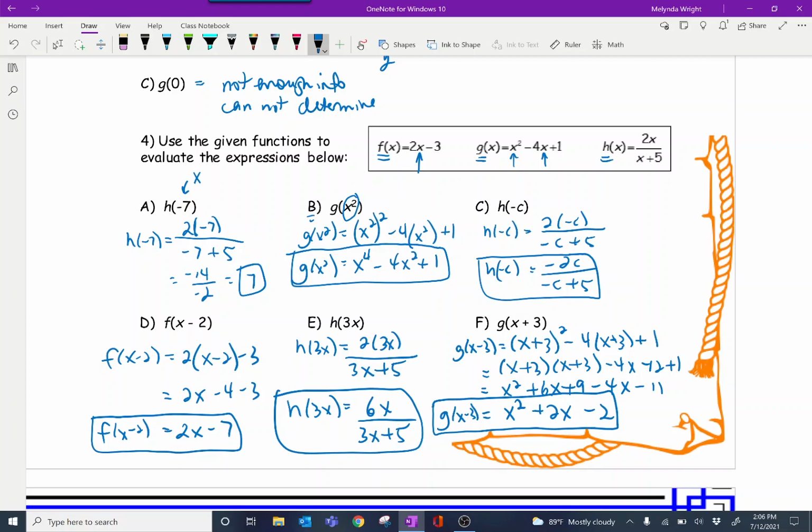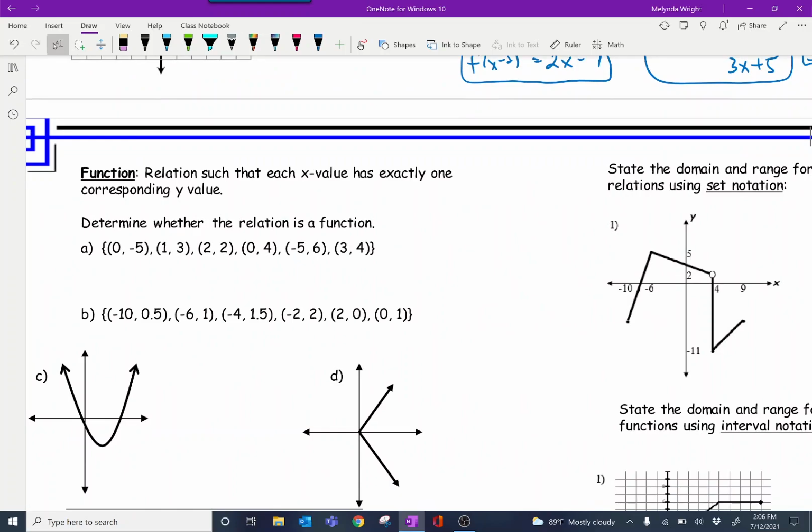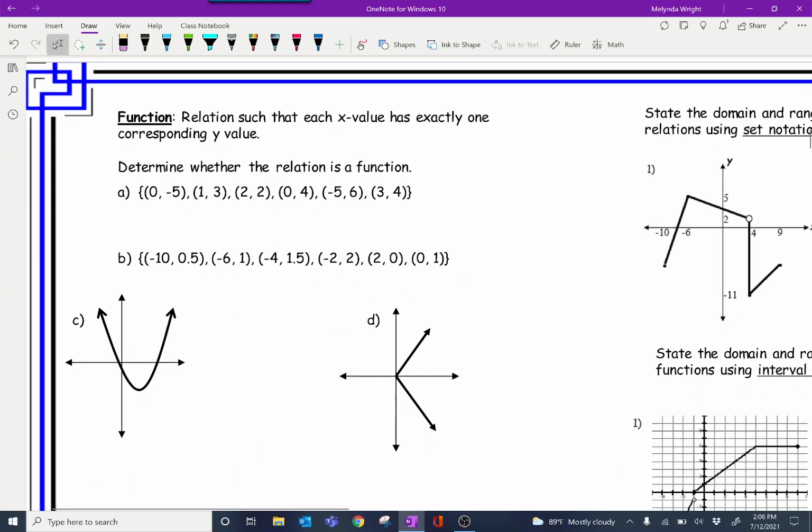All right, let's go to our second page, see what we got going on here. So we've had some experience seeing how to deal with the function notation, doing the things it asks us to do. Now let's focus on functions themselves. And just to remember, I know you've already dealt with functions before. A function is a relation such that each x value has exactly one corresponding y value. It cannot have more than one.